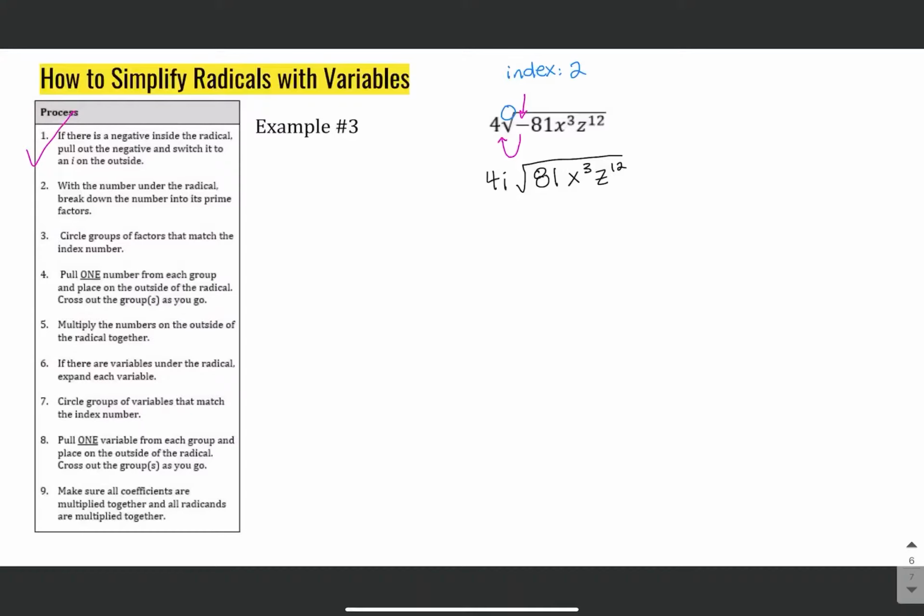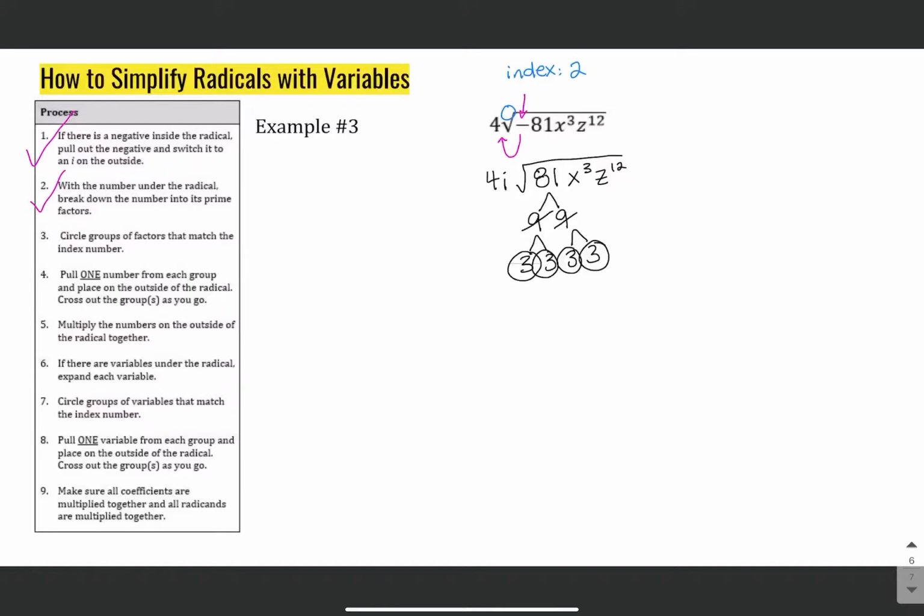Let's look at breaking down our number. So 81, we know that can be broken up into 9 and 9, 3 and 3, 3 and 3. Now this is a little bit easier because this is a square root. My index is a 2. Some of us might know offhand that the square root of 81 is 9, or you could even say the square root of 9 is 3. You could break it down like that.